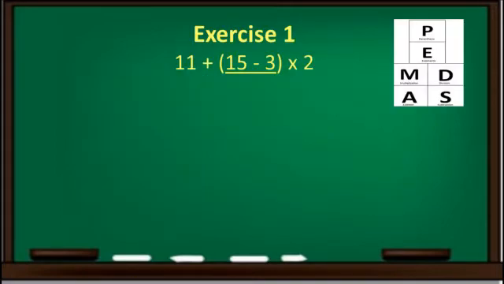Exercise 1. Let's evaluate this numerical expression. Since 15 minus 3 is in the parentheses, we start solving from the parentheses first. 15 minus 3 is 12. Bring down the remaining part of the problem. Next, multiply. 12 times 2 is 24. Finally, add. 11 plus 24 is 35.